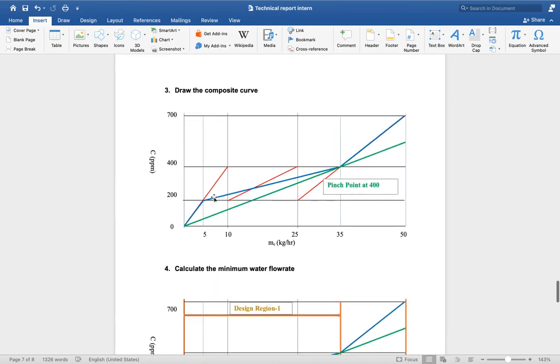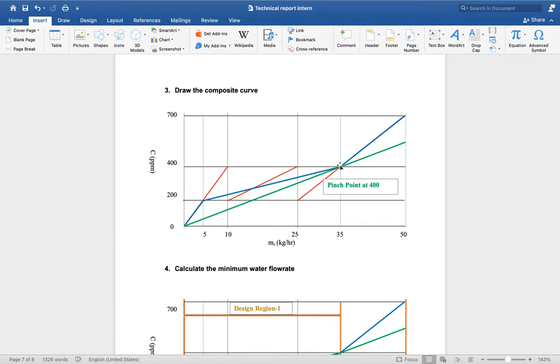When we draw the graph, this blue line is the new composite curve. The red one is the old values, and the blue one is the new concentration values. When we draw these two, we get the one pinch point, which is drawn in green color. It shows the pinch point.